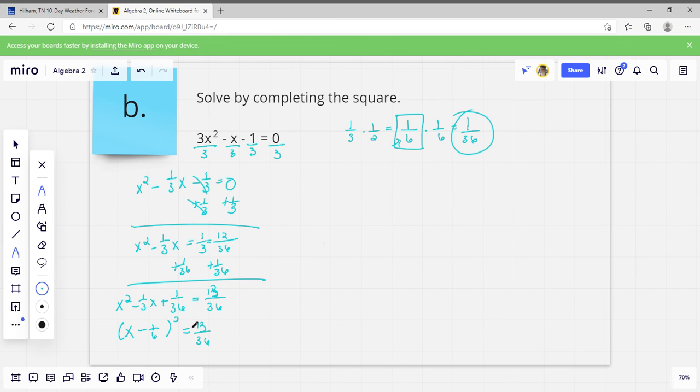Alright, then we got to square root those, so we're going to end up with x minus 1/6 equals the square root of 13 over the square root of 36, which would be 6. Now we're going to add the 1/6 to both sides. And we're going to get x equals 1/6 plus or minus the square root of 13 over 6. And that is the answer to B.